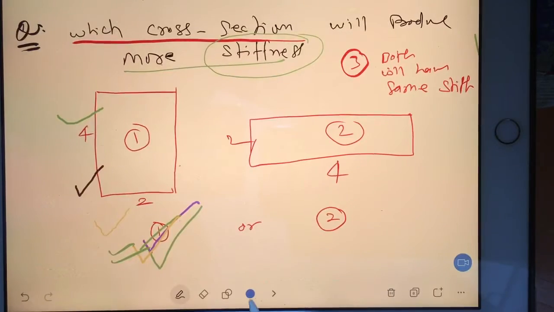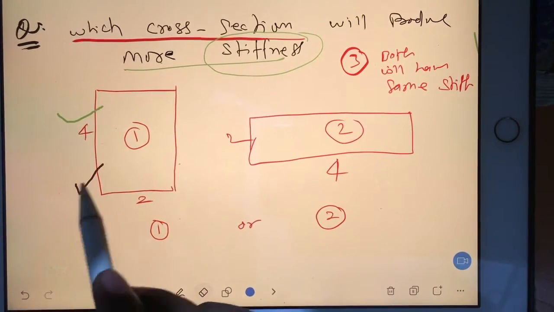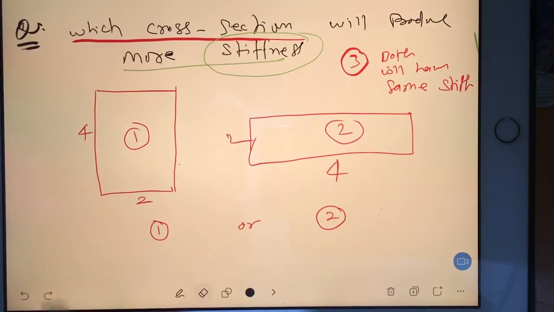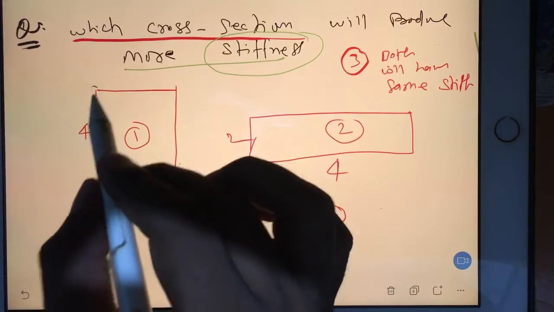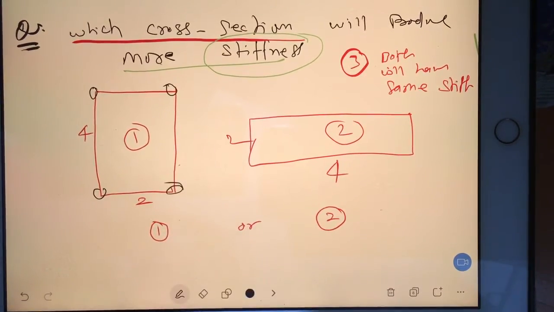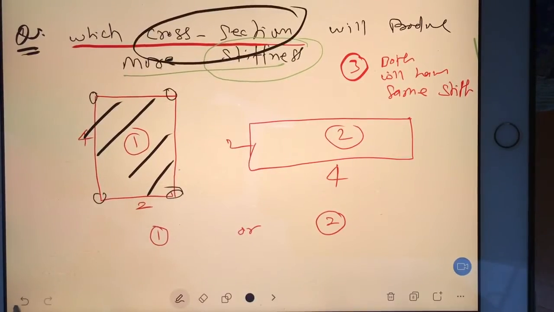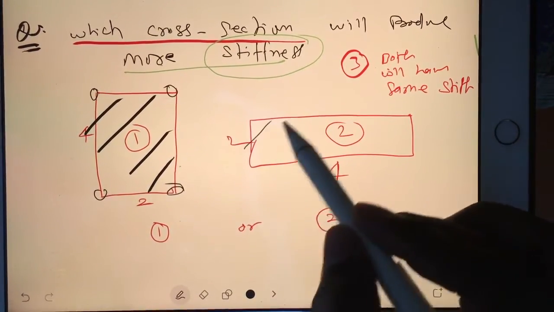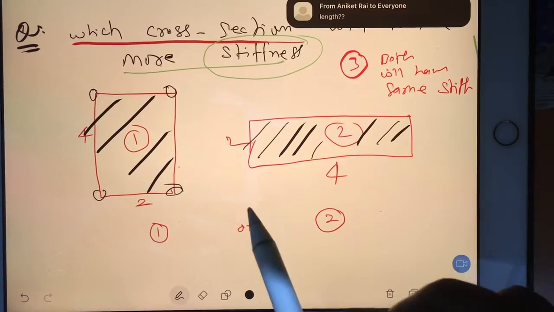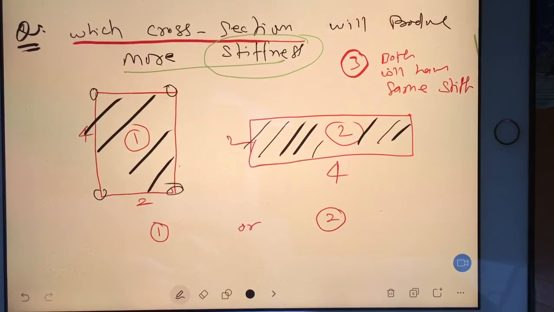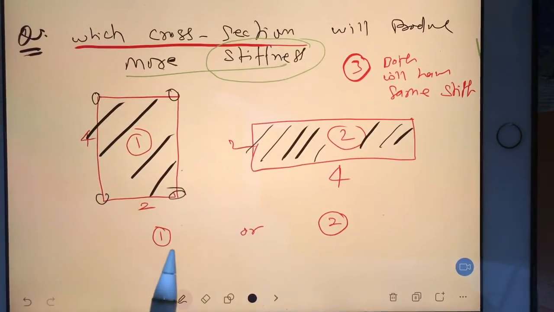In this question, because the cross section is given, it means the beam is just inside. What I mean is, you cannot see the beam, because whatever you are seeing is the front face. Because the cross section is given, the length of the beam is inside my screen. You cannot see the length.